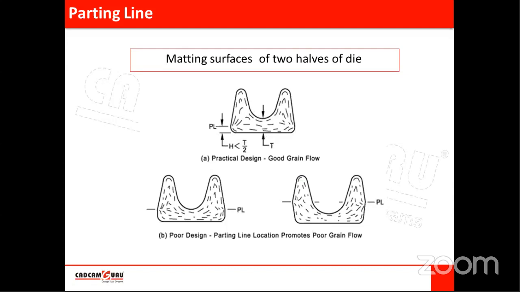parting lines are placed in the maximum cross section area, where there is a maximum area and maximum material. So here you can see there is maximum material in this area. Here the material is very low. Here there is maximum material. So parting lines are placed in the maximum material area.